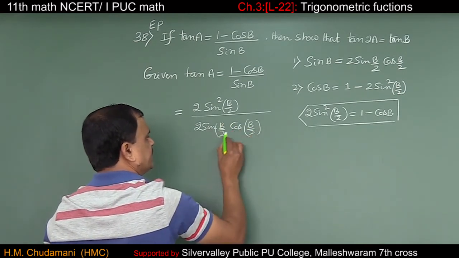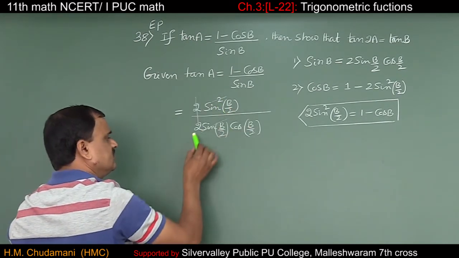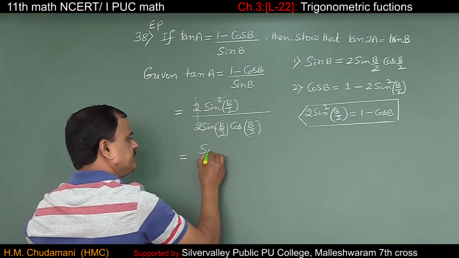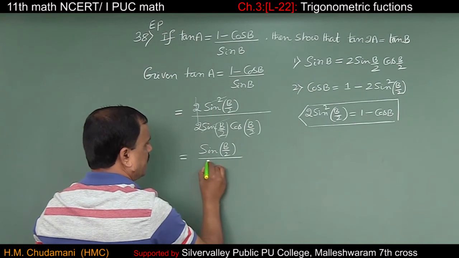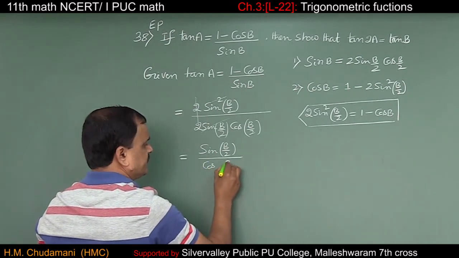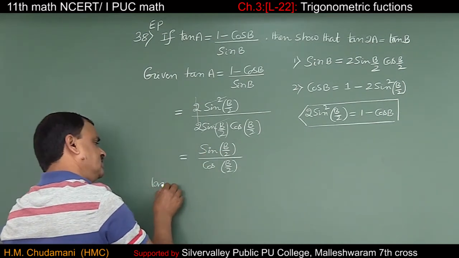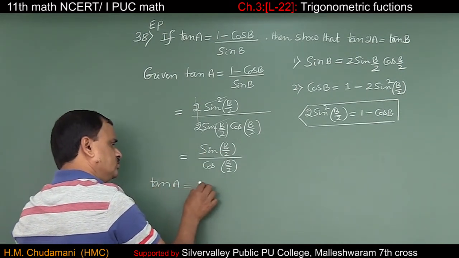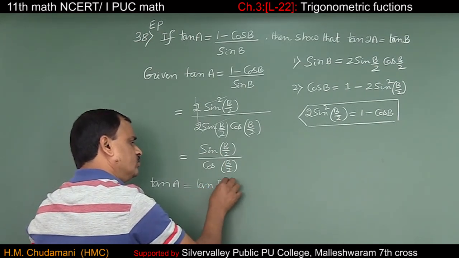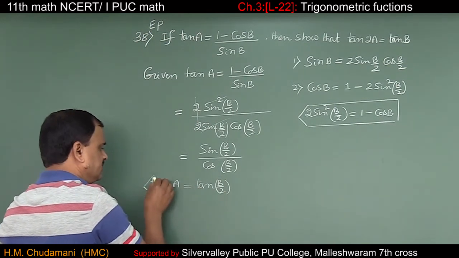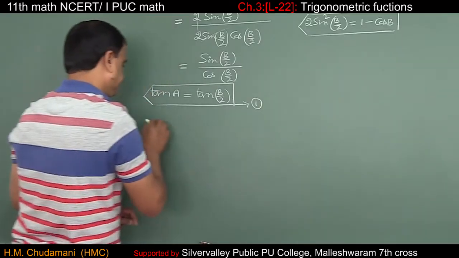Cos B by 2 as it is, one of the sin B by 2 gets cancelled, and the 2 also. We are left with sin B by 2 divided by cos B by 2. So that tan A is equal to sin theta by cos theta means tan B by 2. Tan A is equal to tan B by 2. Say this is equation 1.